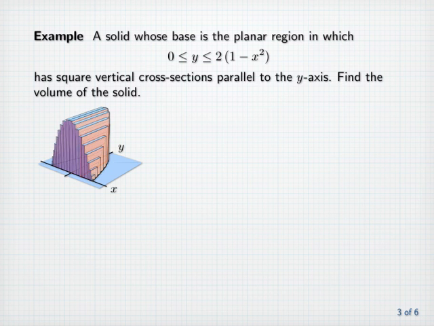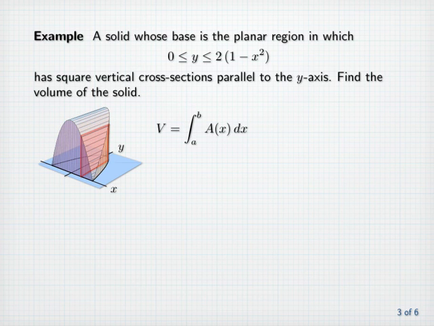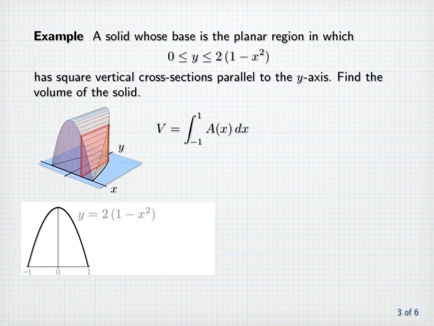We can approximate the volume by summing layer volumes given by A of x_i times delta x, and as delta x approaches 0, these approximations converge to the integral of A of x. The limits of integration are x equals -1 to x equals 1. Now let's look again at the base of the solid. Each cross-section's bottom edge extends from the x-axis up to the parabola, and so its length is simply y equals 2 times 1 minus x squared. Therefore, A of x equals y squared, or 4 times 1 minus x squared squared.